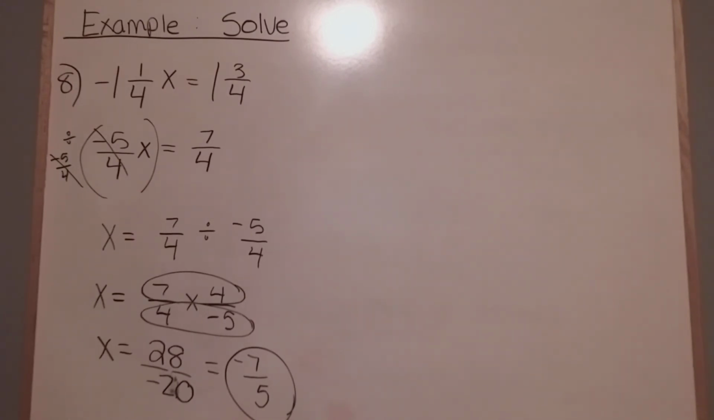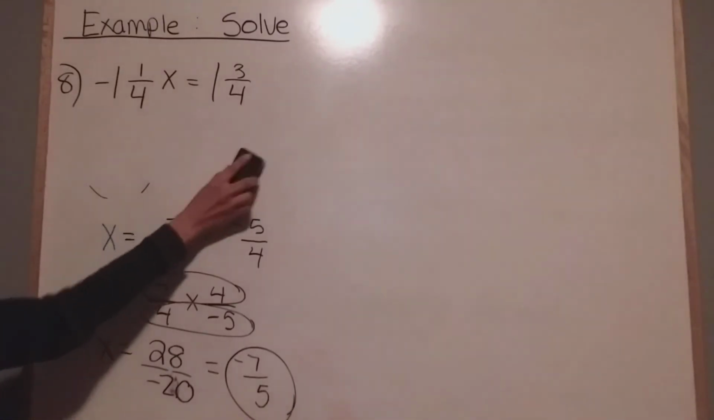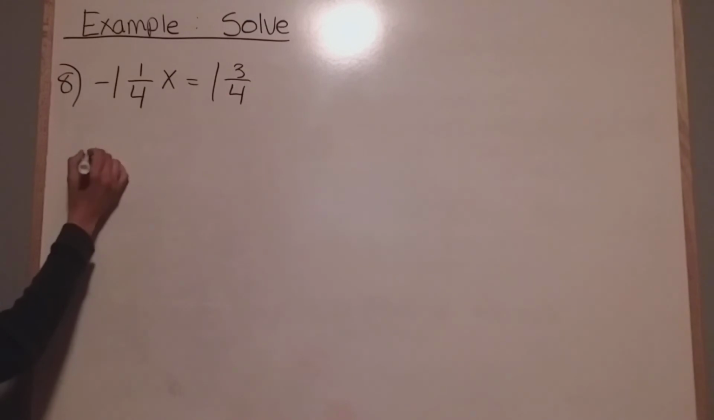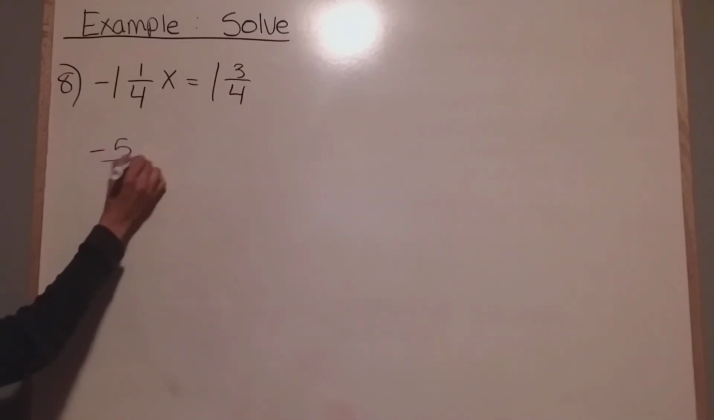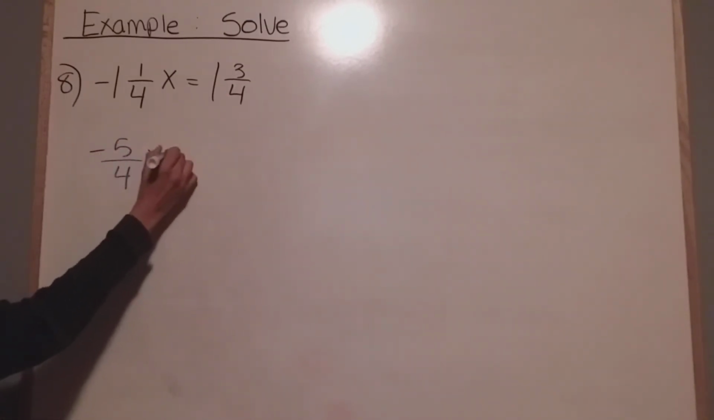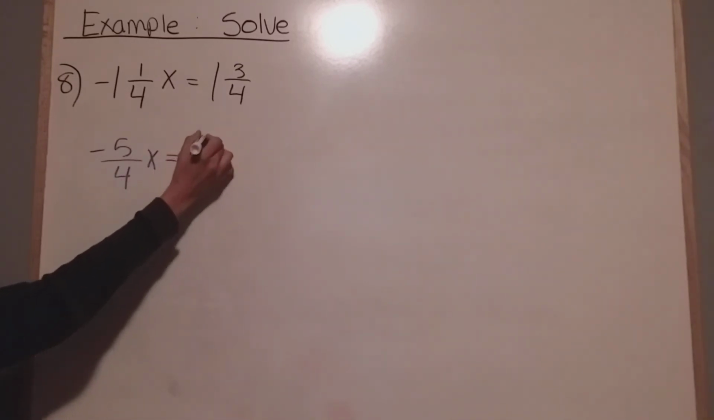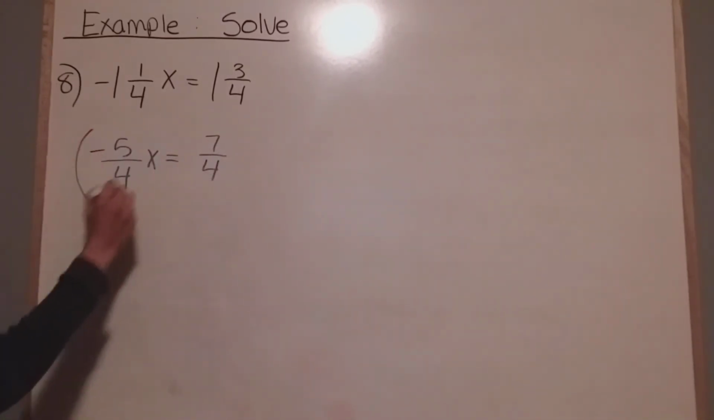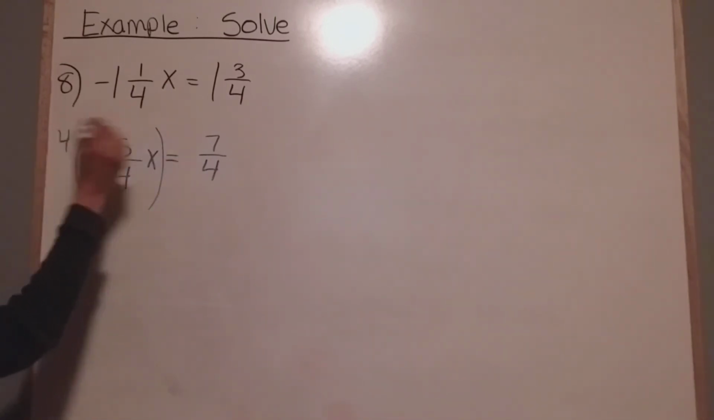With this question, again, you can use a second method. I'll show you in this example. So if you don't like dealing with all the fraction rules, the first step is the same. So I'm going to get negative 5 over 4 x is equal to 7 over 4. Now my LCD is 4, so I multiply every single term by 4.